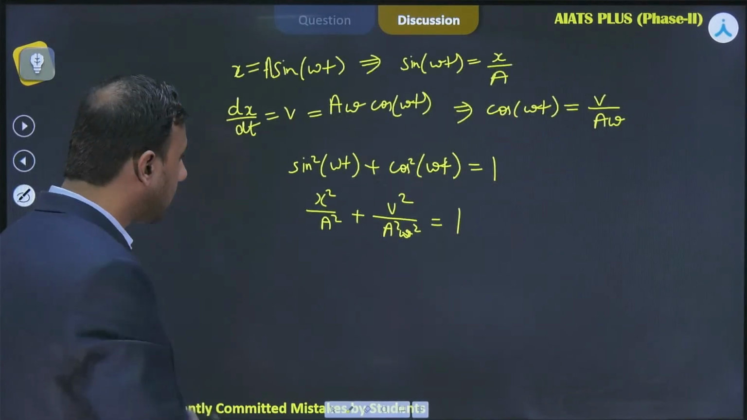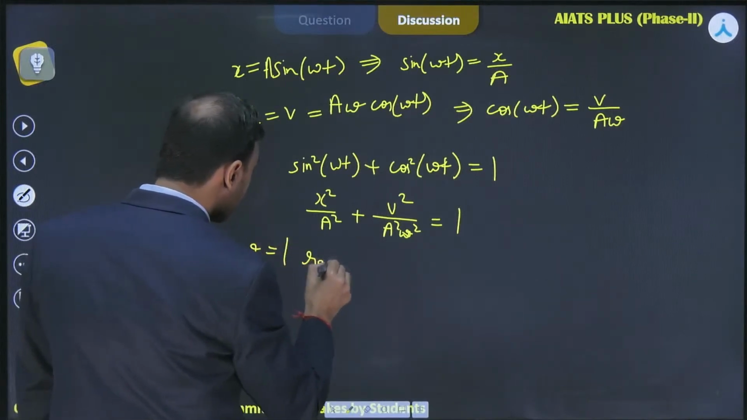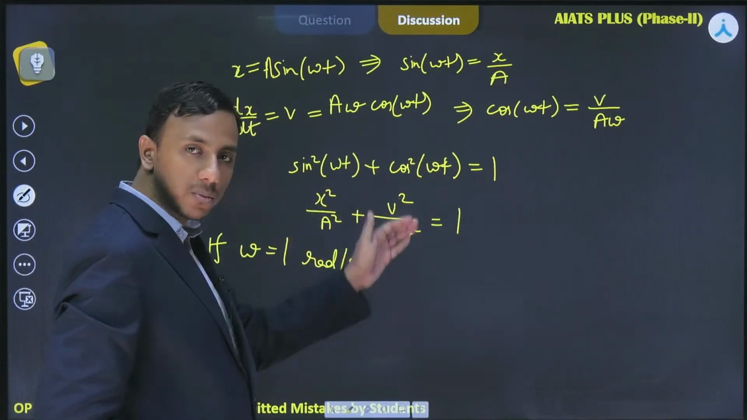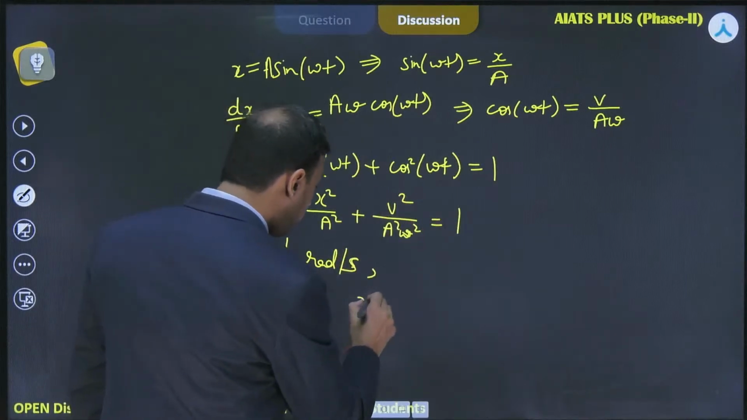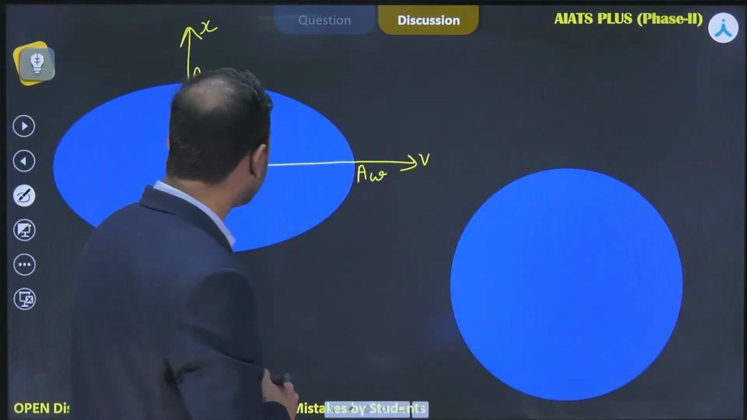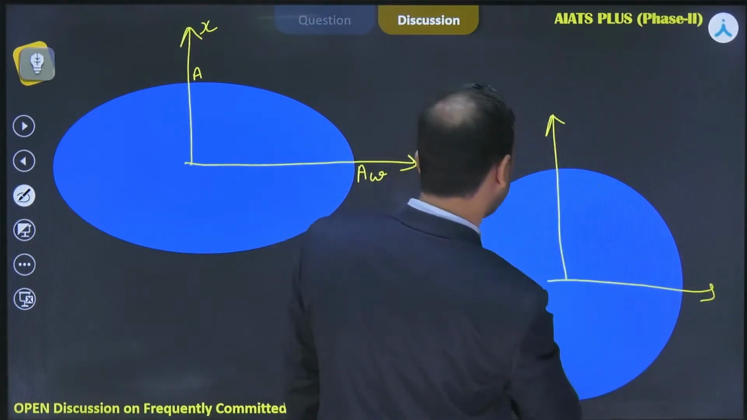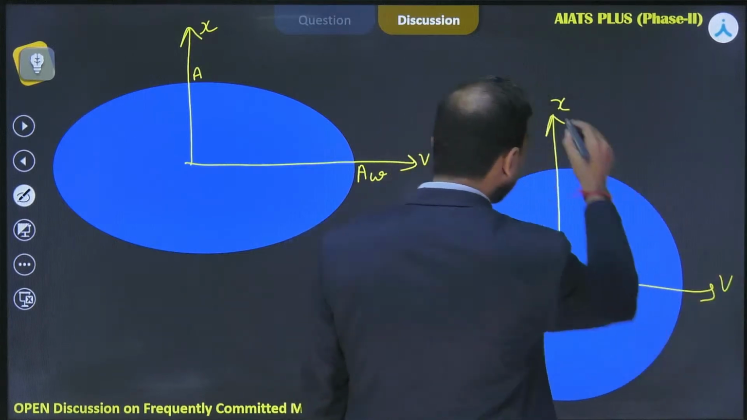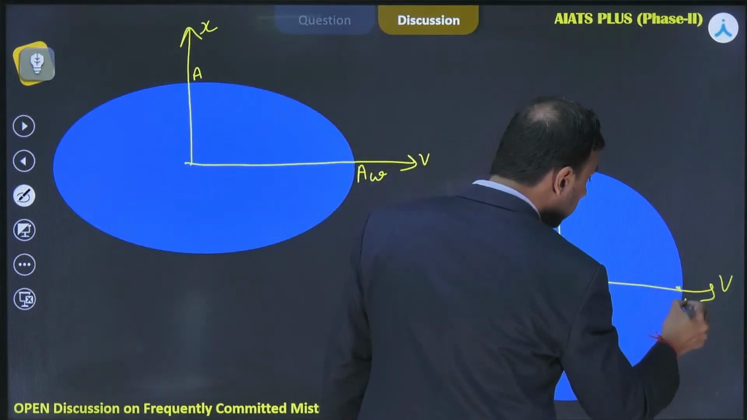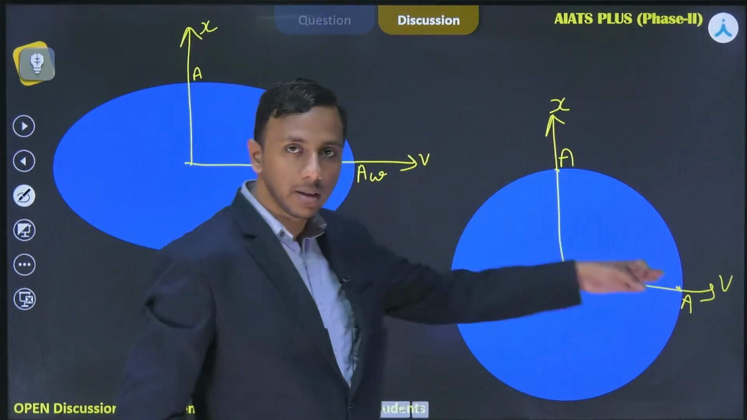But what happens if I put omega equal to 1 radian per second? Then it becomes x square by A square plus v square by A square equal to 1, so x square plus v square equal to A square. If I were to draw this, with x and v on the axes, this is the equation of a circle whose radius is A. Obviously the units would be different: this is A meter and that is A meter per second.